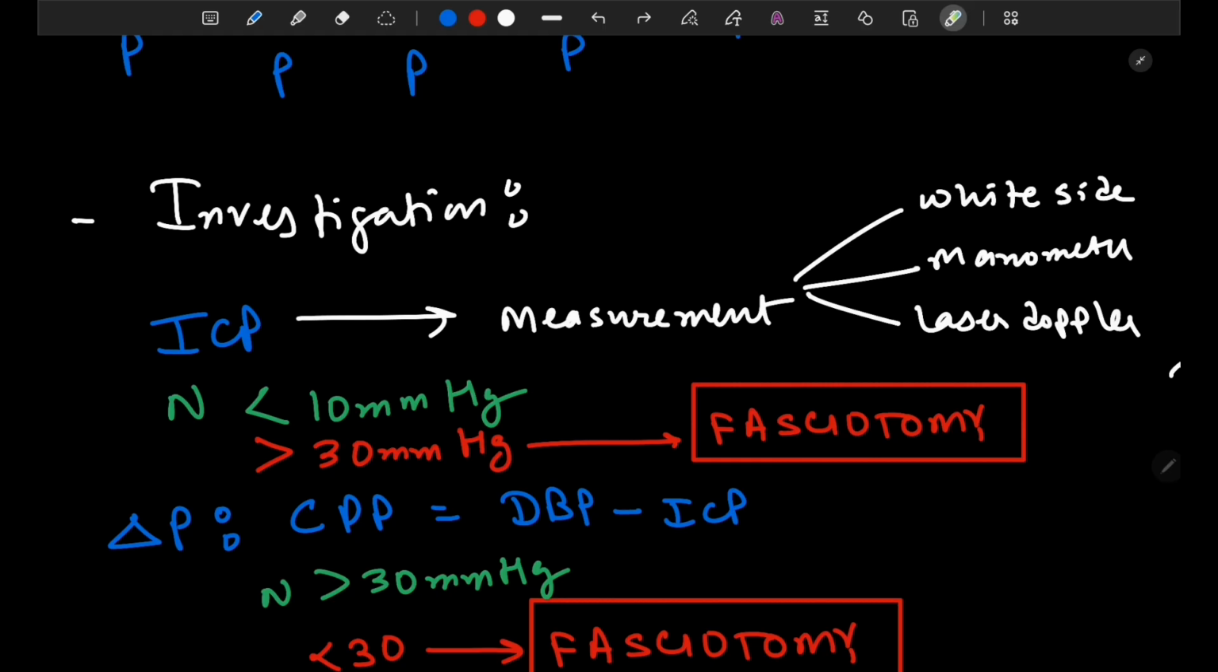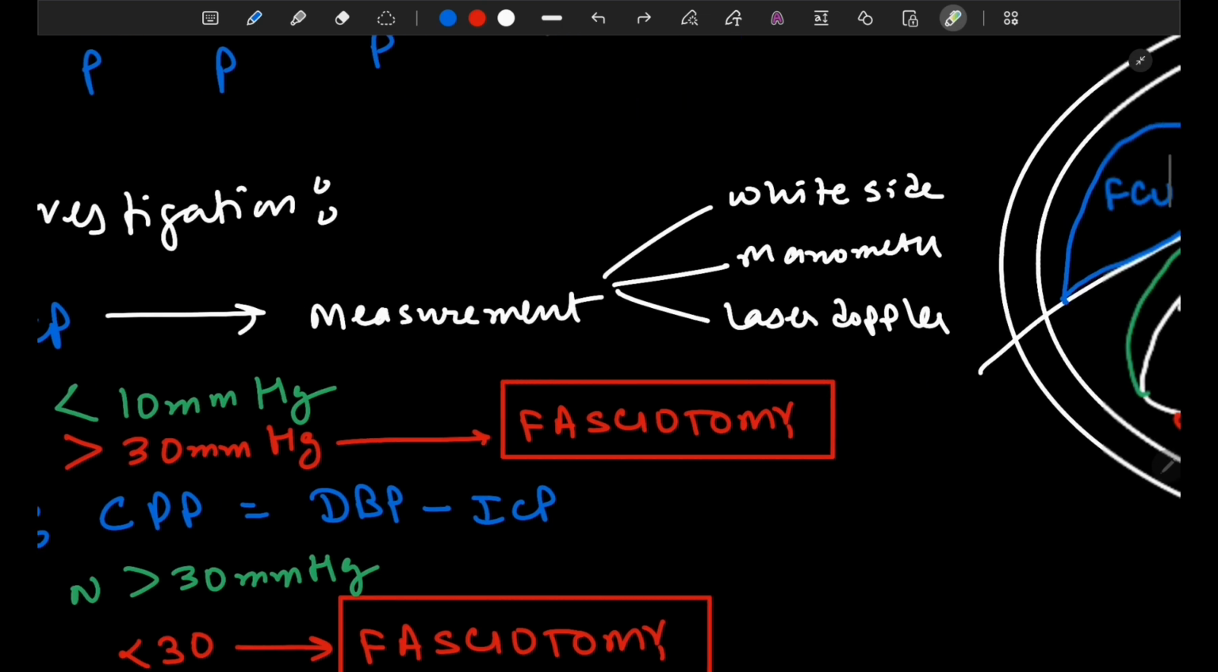Coming to the next modality, the measurement of the compartment pressures should be done by different modalities. Most common is the use of manometers, the handheld manometers, the Whiteside technique, or laser Doppler flowmetry.